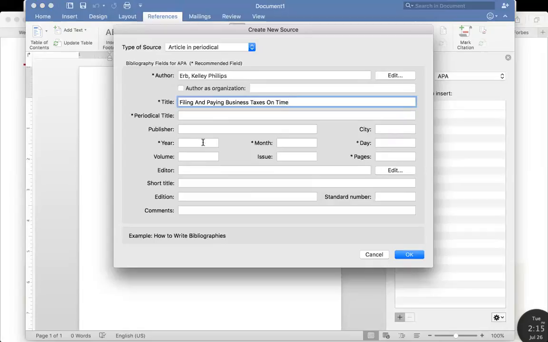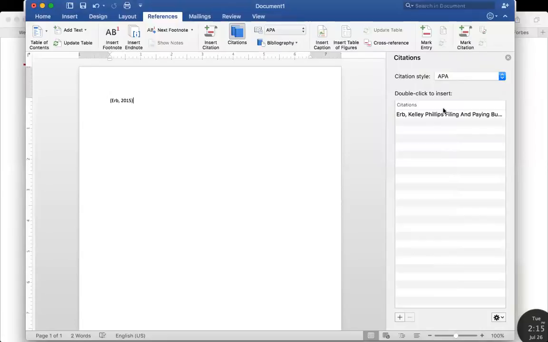I can put the title of the book right there. Periodical title was Forbes. It was published 2015, August. I can't remember the date. I think it was 21st maybe. And if I have this additional information, I can put it, but I don't have to. The only ones necessary are the ones with the star. Pages, because it's online, I don't have that, so I'll just leave it. It's a recommended field, I should say, as the star. And when I'm done, I just click OK. All right. And you see that it adds that to my citations. And I can do as many as I want.